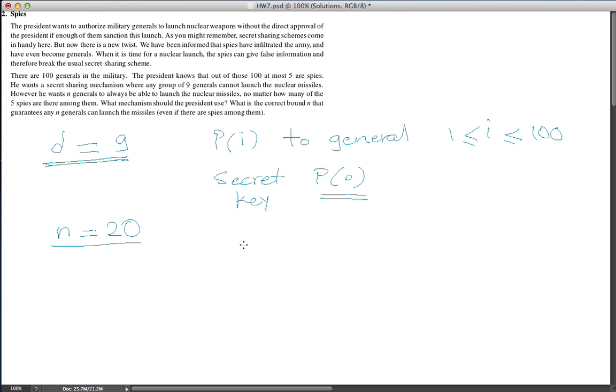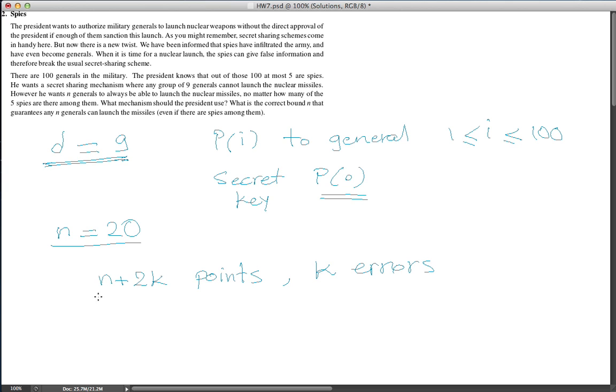So when we have at most 5 spies among the generals, it is like we have 20 points with 5 errors. So we remember from the lecture that if we have m plus 2k points, we can recover up to k errors.